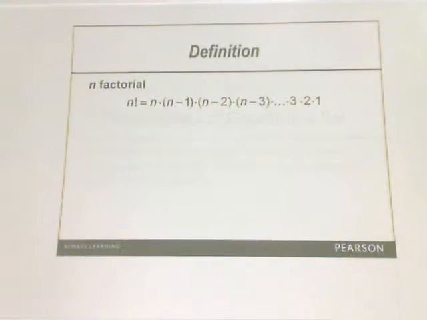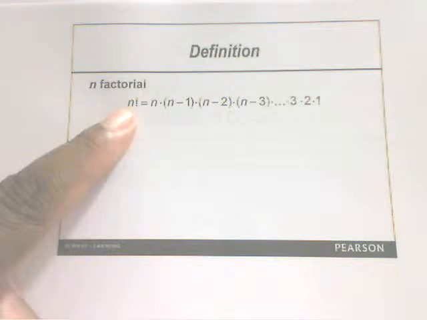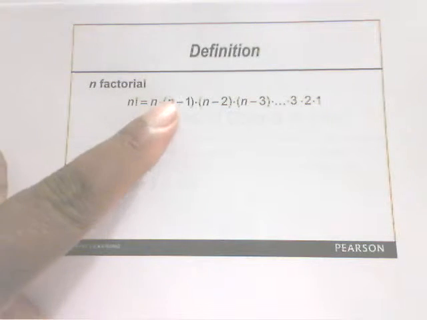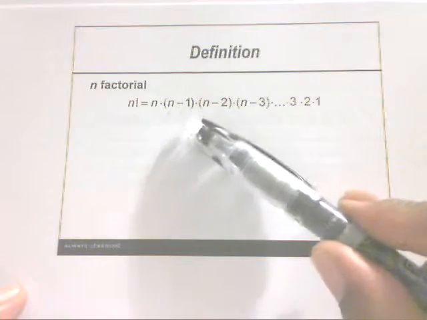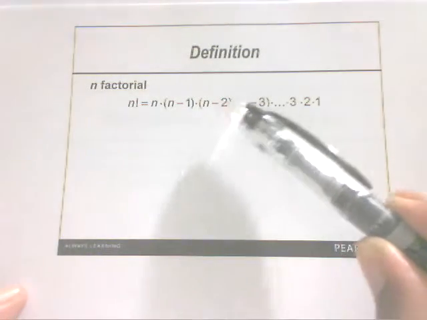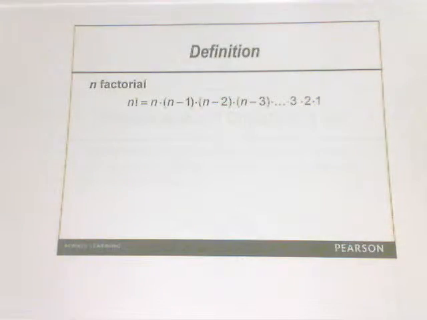Also, a definition: n factorial, which we denote with an n with an exclamation mark. That's going to be the product of decreasing integers from the number that's given to you. You decrease it by 1 each time and multiply. So in this notation, it'll be n times n minus 1 times n minus 2 times n minus 3, all the way down to 3 times 2 times 1.